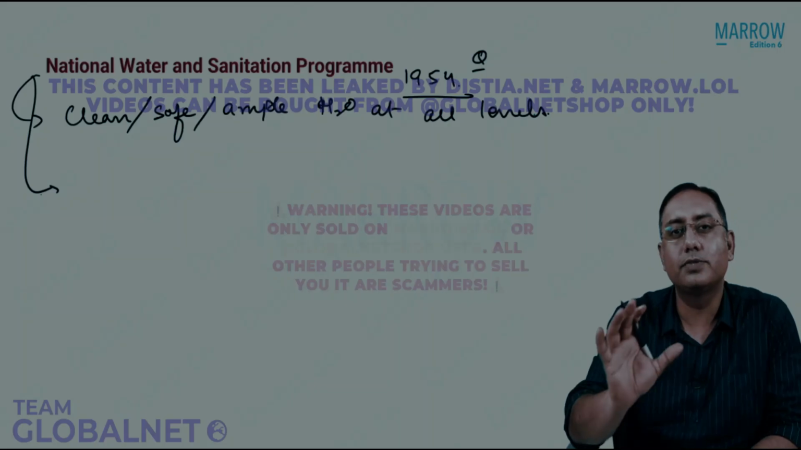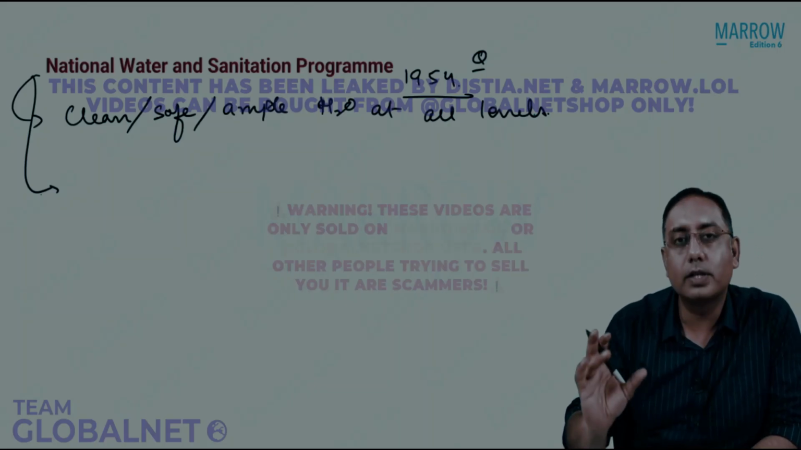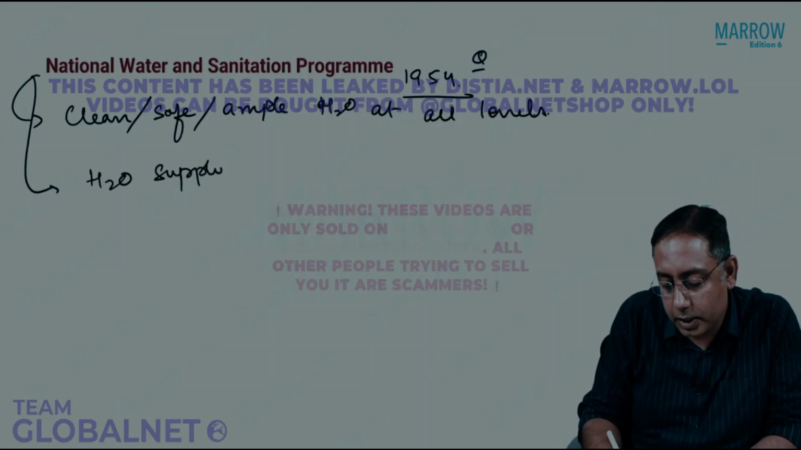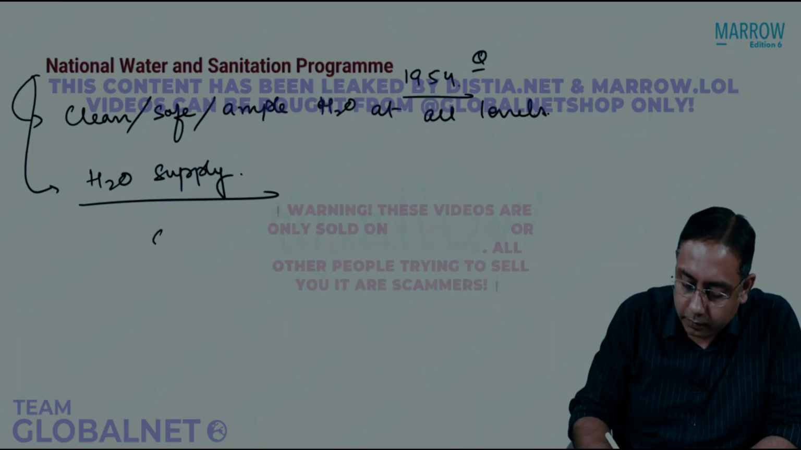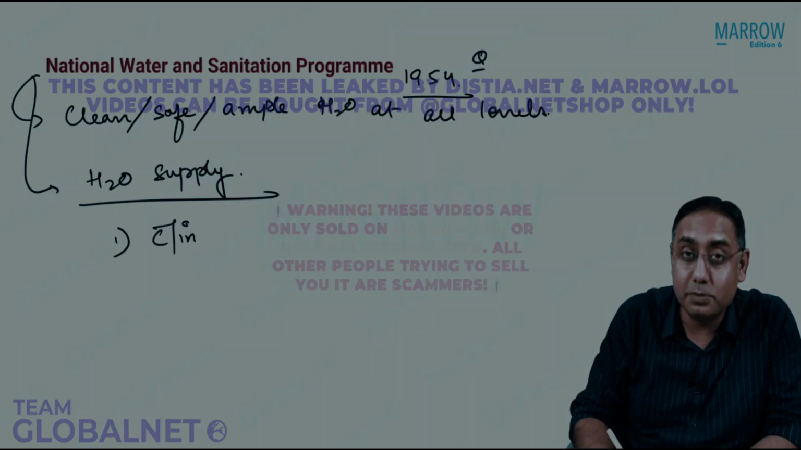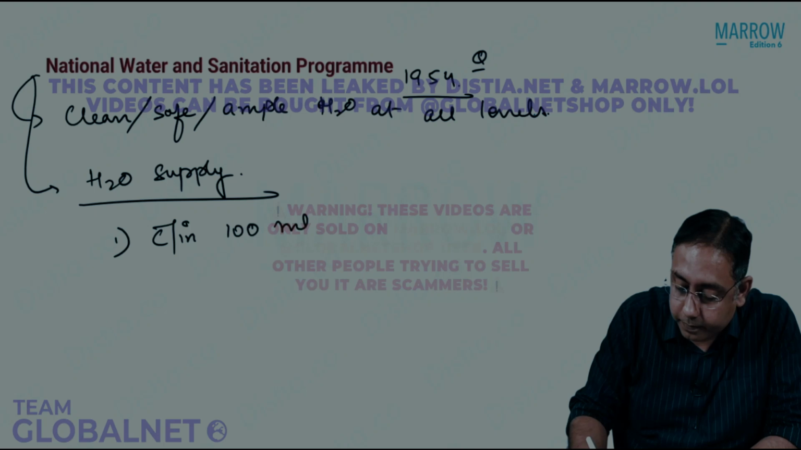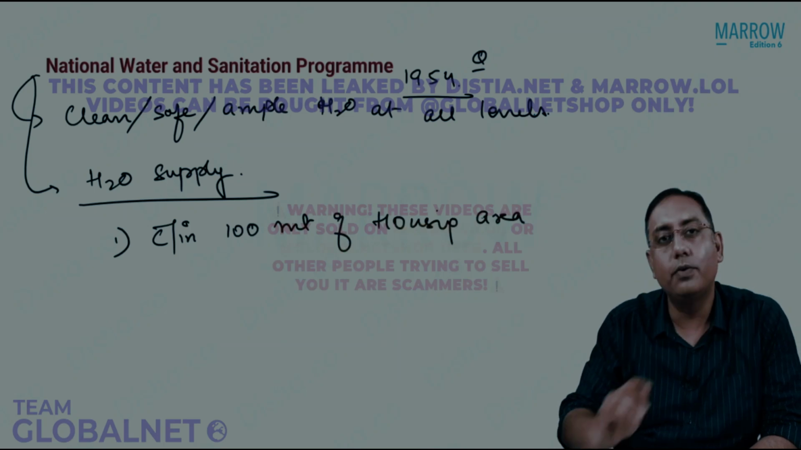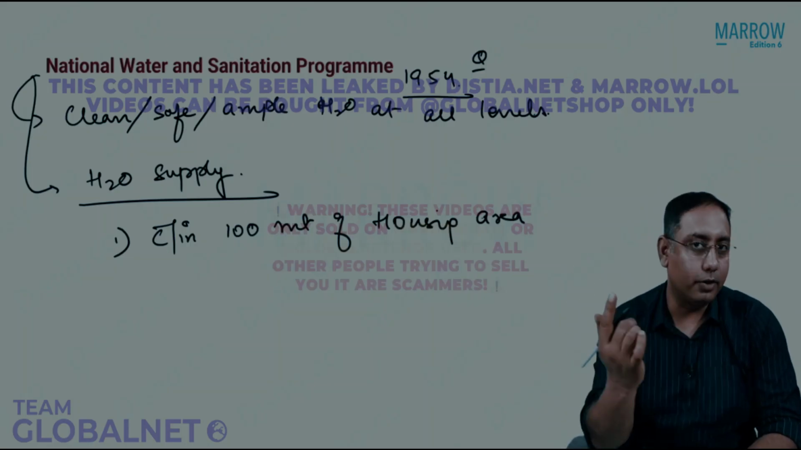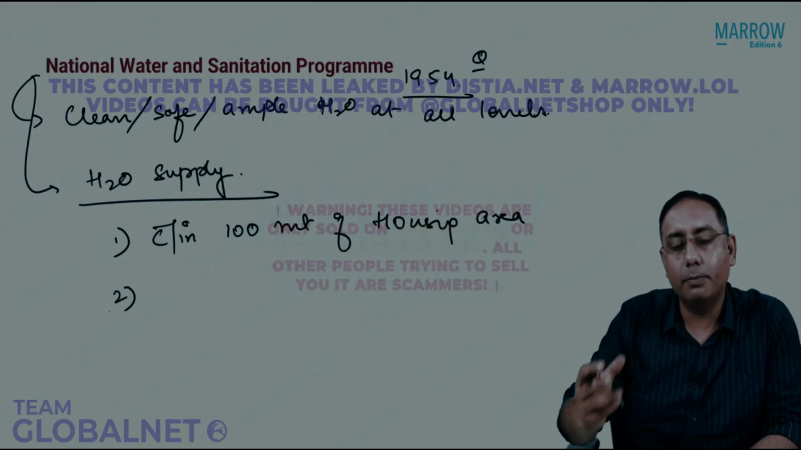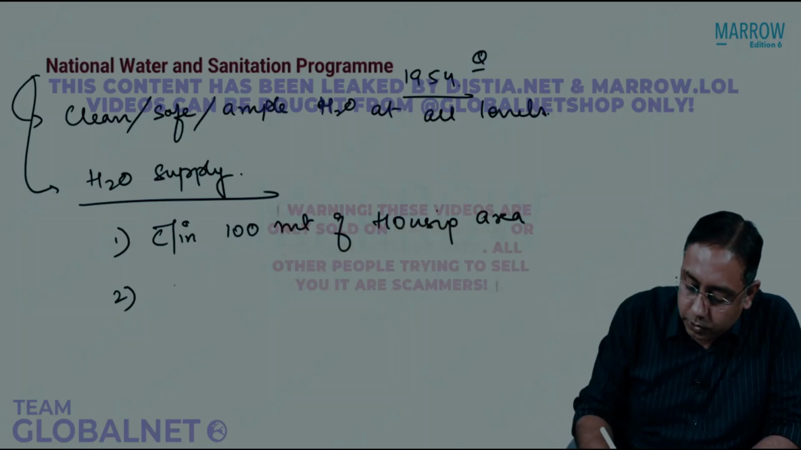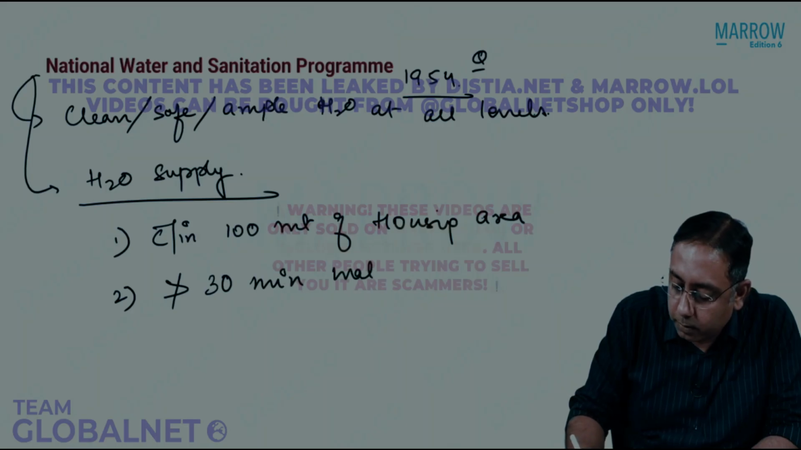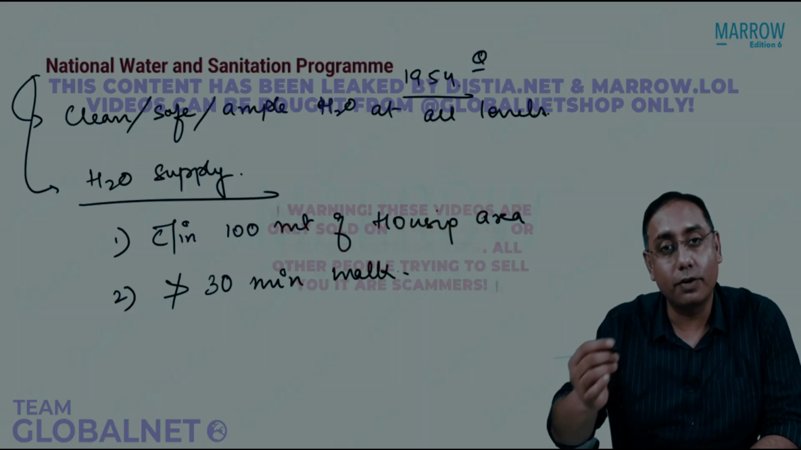So what are the objectives of this? Please note that in the National Water Sanitation Program, we want that the water supply in the village or in the rural area should be within 100 meters of the housing area. So every house should have a water supply within 100 meters of that particular house. We want that the female or the male, whoever goes to take water, should not have more than a 30-minute walk, because it wastes a lot of time.